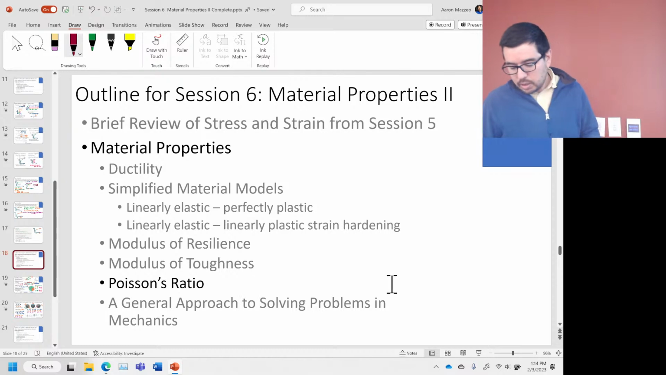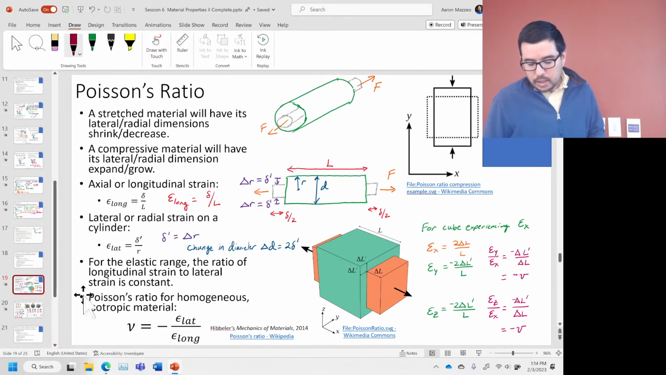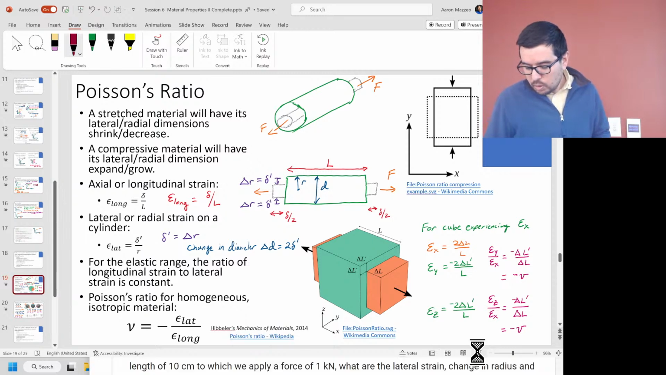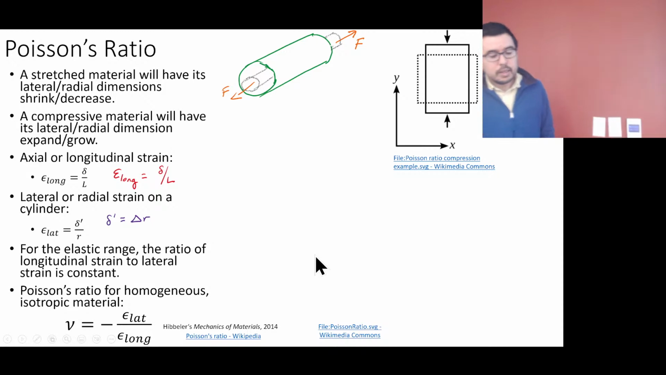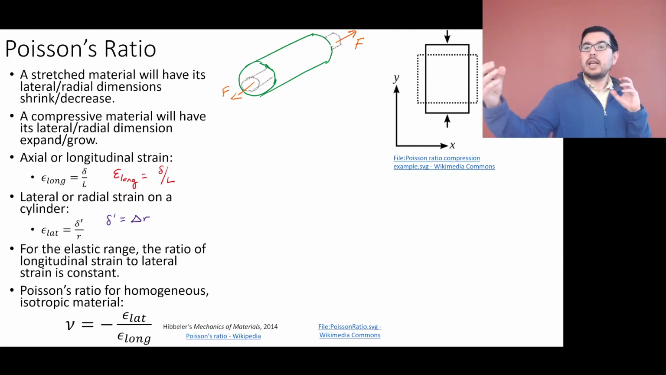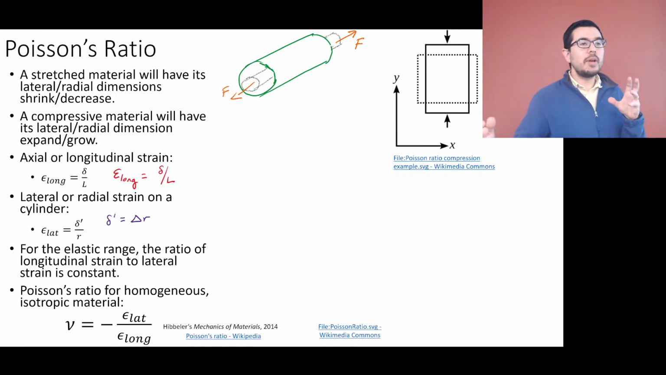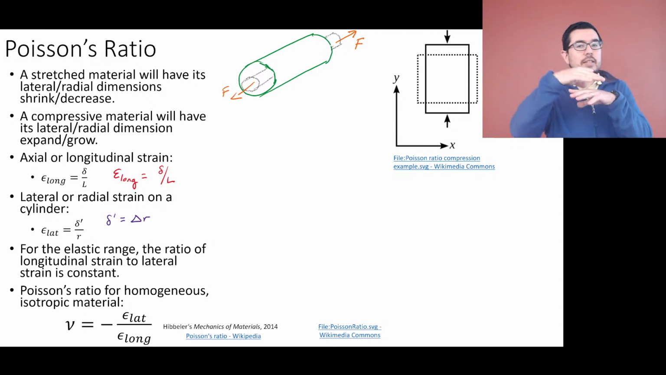Let's talk about Poisson's ratio in the remaining time that we have. When you stretch a material in one axis, like you take a rubber band and stretch it, what happens in the orthogonal axes?